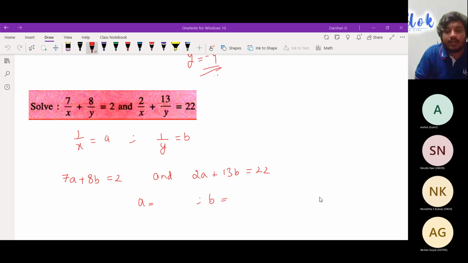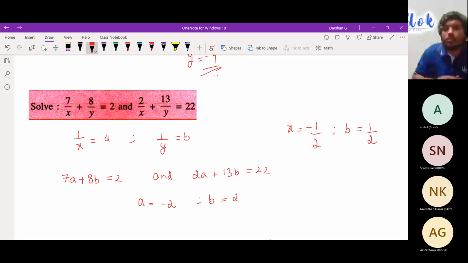Sir, b is equal to 2, a is equal to minus 2. So x will be minus 1 by 2 and y is equal to 1 by 2. Correct. X will be equals to minus 1 by 2. Let's wait for others to finish. Anybody feeling it difficult? Please let me know. From here, it should be easy.